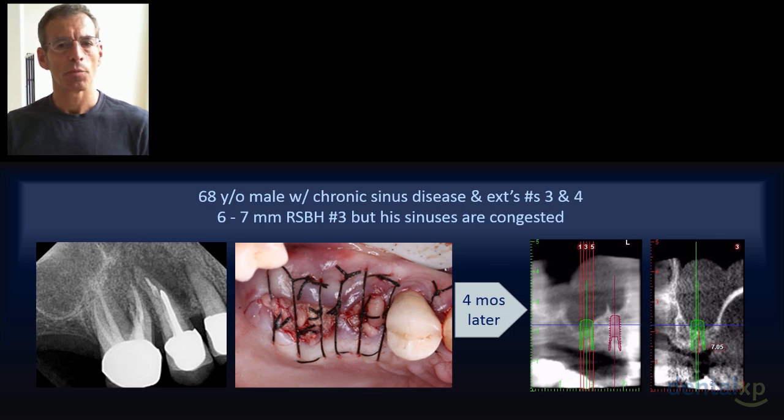Here's a 68-year-old male with chronic sinus disease. He has numbers 3 and 4 extracted. I use my typical extraction cocktail, which is mineralized freeze-dried bone, calcium sulfate, and platelet-rich fibrin. And I'm fortunate to have 7 millimeters of subantral bone height, but still the patient complains of sinus congestion and there is obvious membrane pathology.